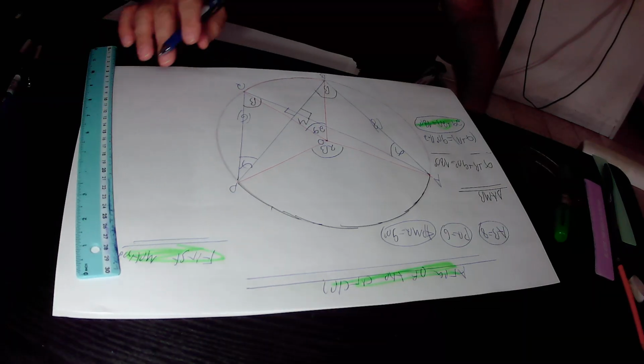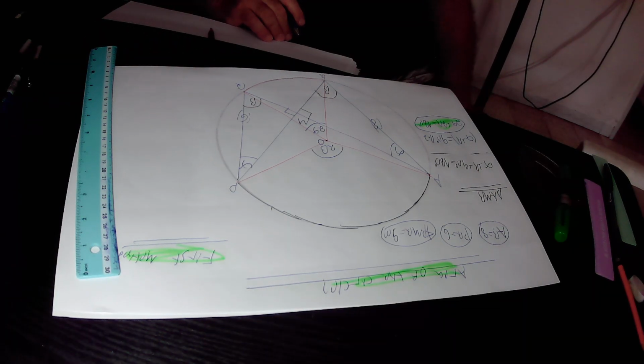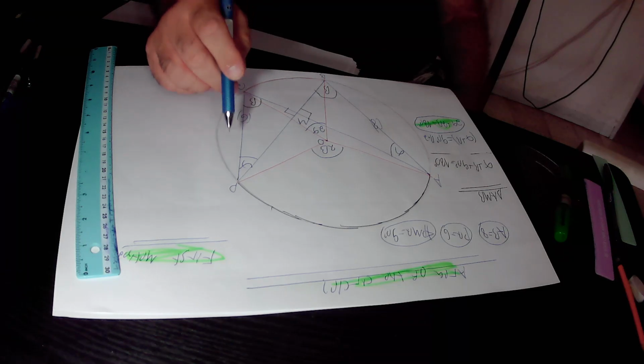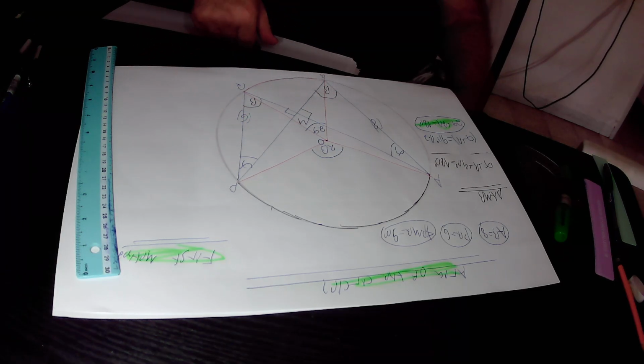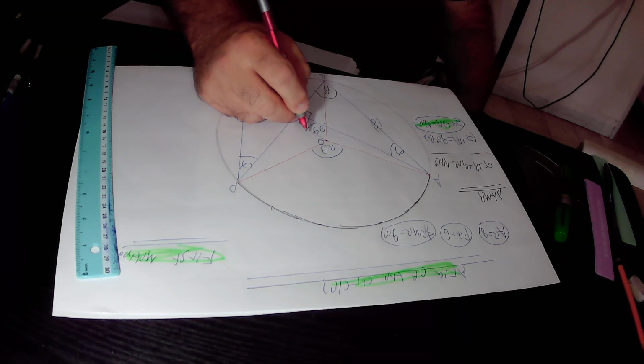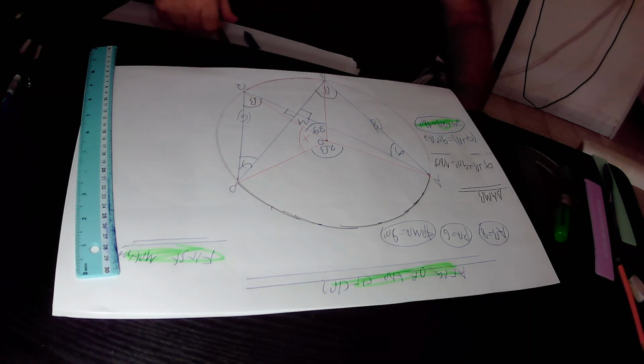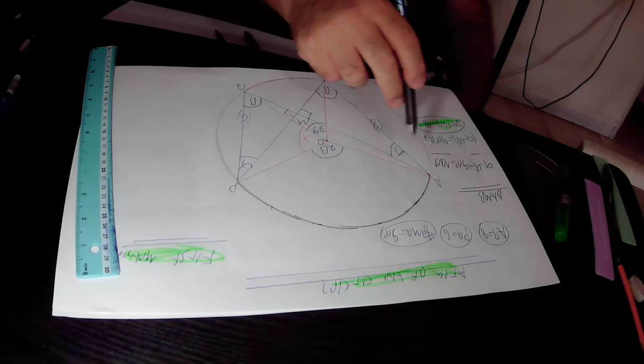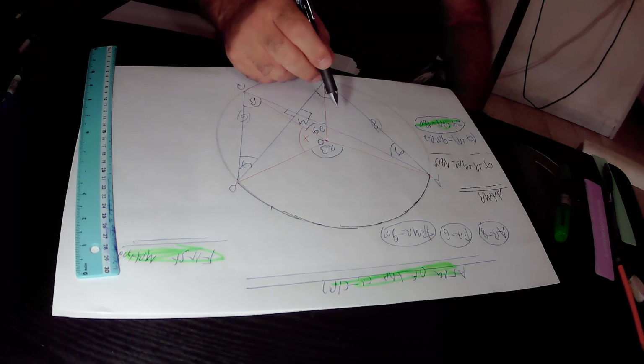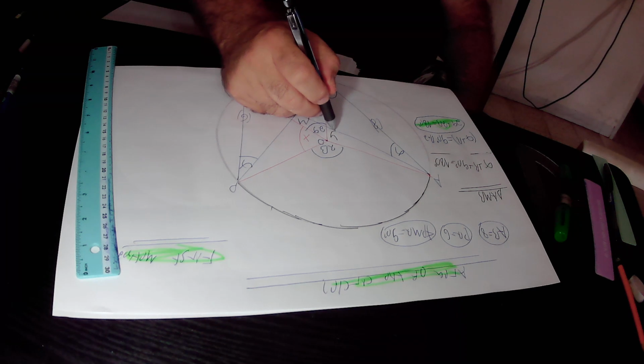In the next step, we define angle POQ. This angle is X, and we define this angle AOB. This angle is Y.